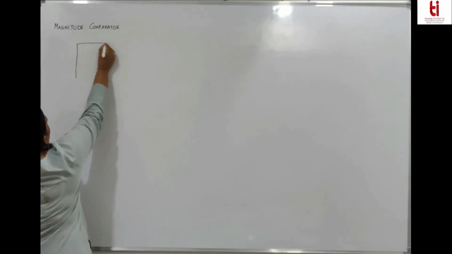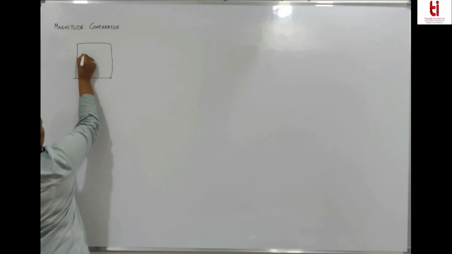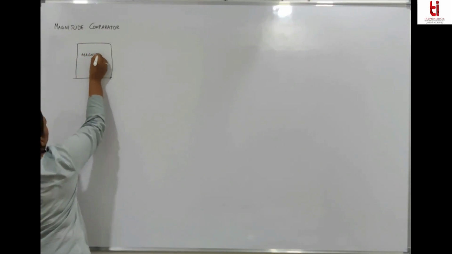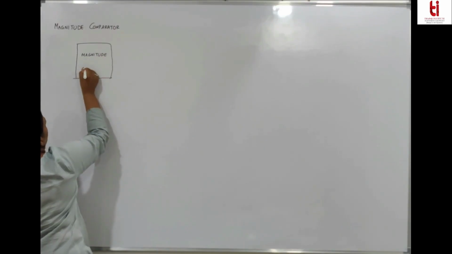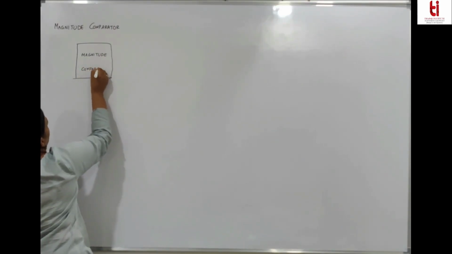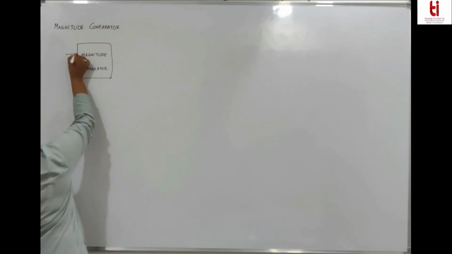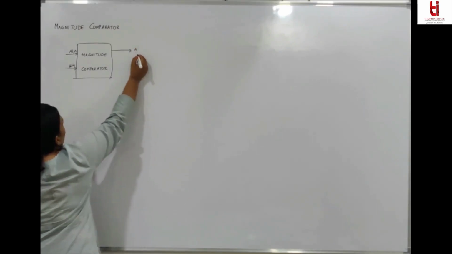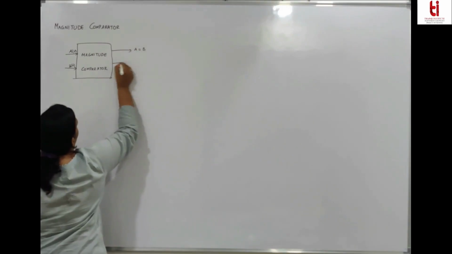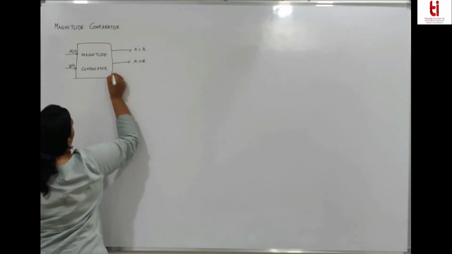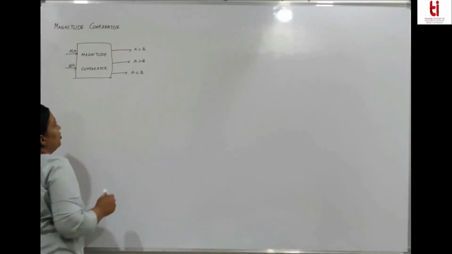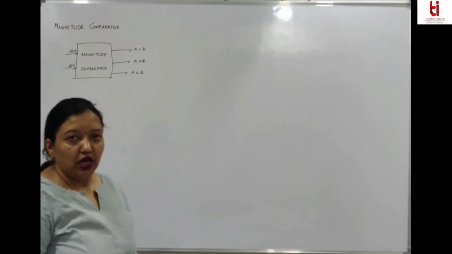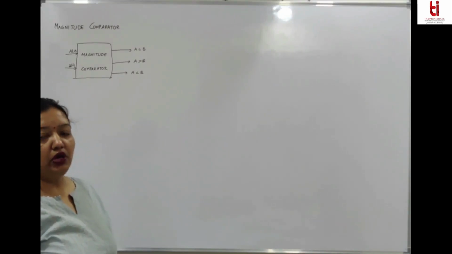which consists of two inputs, and both are of the same length. If A is n bit long, B is also n bit long. So there will be three outputs. Either A is equal to B, or A is greater than B, or A is less than B. So these are the three output variables which we have to find out: whether the numbers are equal, whether A is greater than B, or B is greater than A.